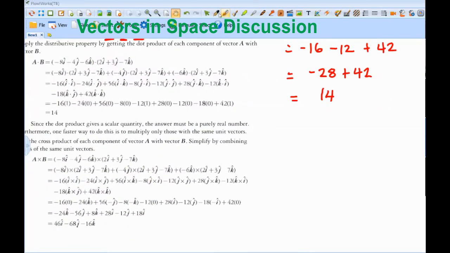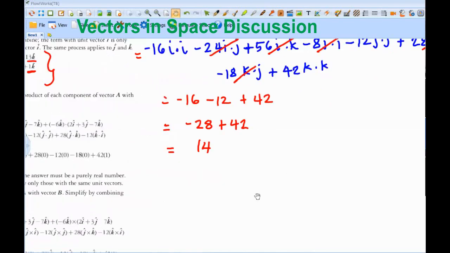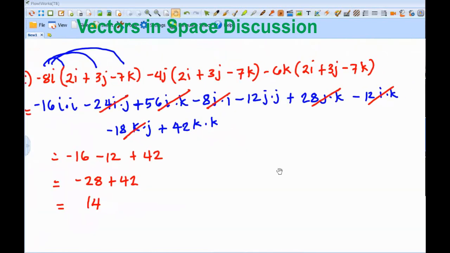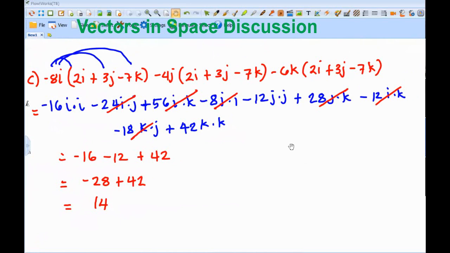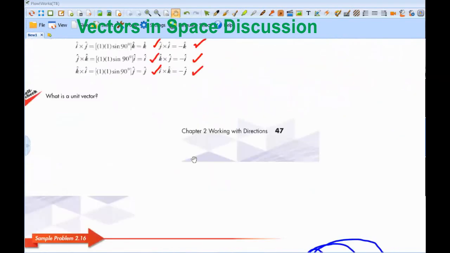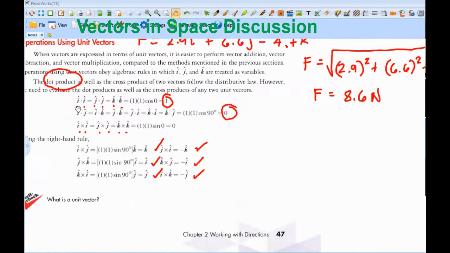Okay, 14 here. Sir, can I ask, sir? Those that are cancelled, sir, it's already 0? Yes, because you're going to multiply them by 0. Can you see again? We'll take a picture. Sir, why is it 0? Because there are combinations. I told you to remember. Look.